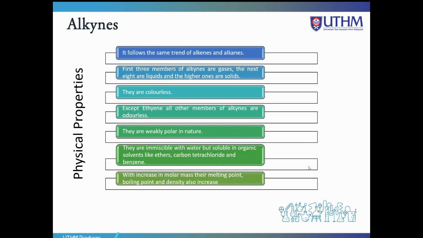Physical properties of alkyne. It follows the same trend as alkene and alkane. The first three members of alkyne are gases, the next eight are liquid, and the higher ones are solid. Basically, all alkynes are colorless, except ethyne. All other members of alkyne are odorless.